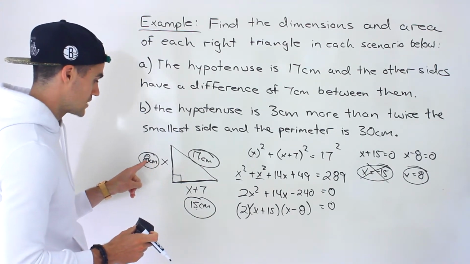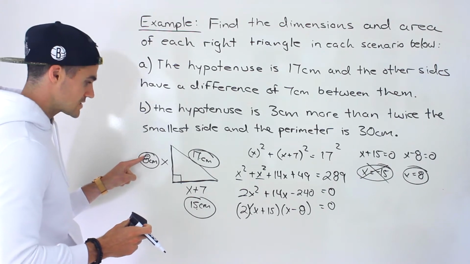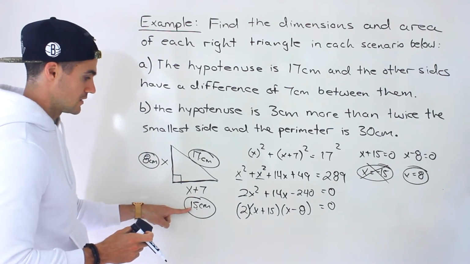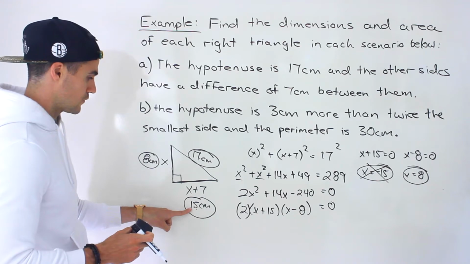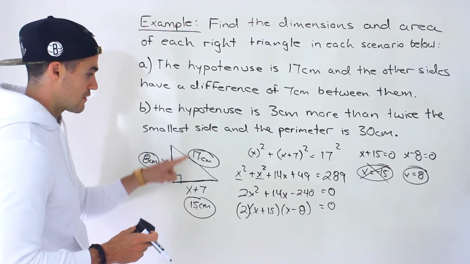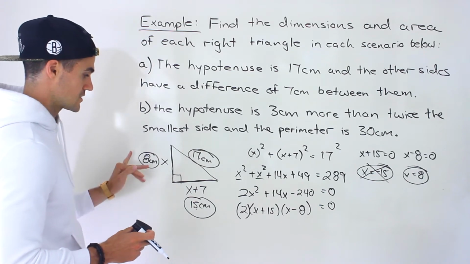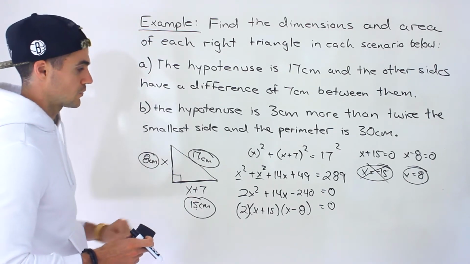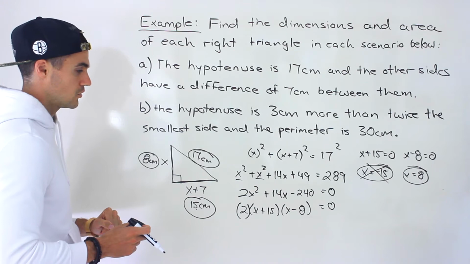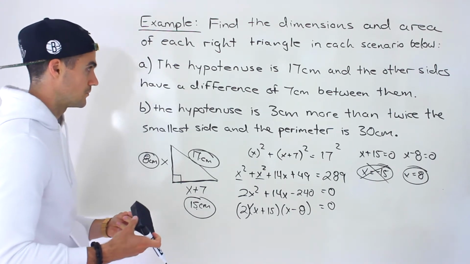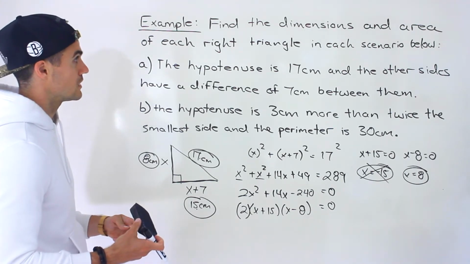And then if you take 8 squared plus 15 squared, that would be what, 64 plus 225. That would give you 17 squared, which would be 289. So it makes sense. You could do a quick check like that, the Pythagoras theorem holds because we're dealing with a right triangle. They're also asking for the area.